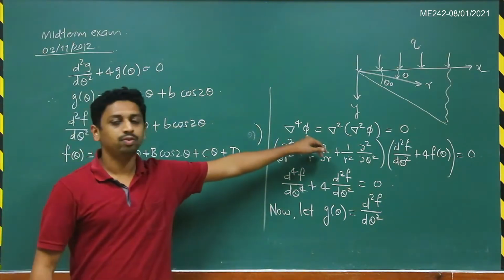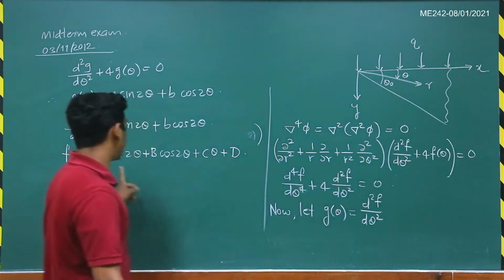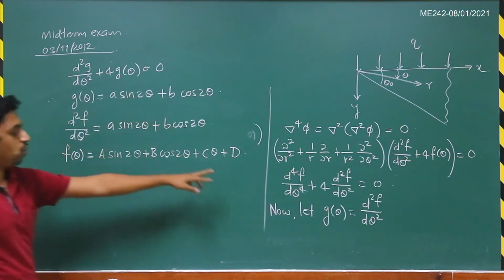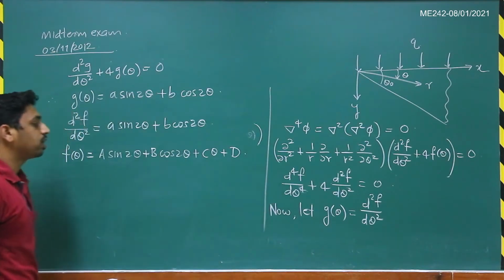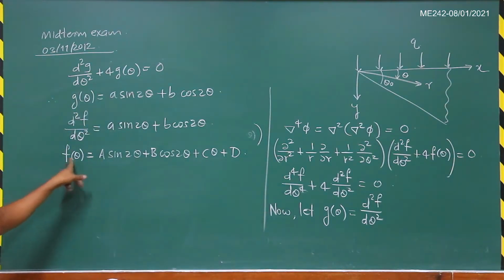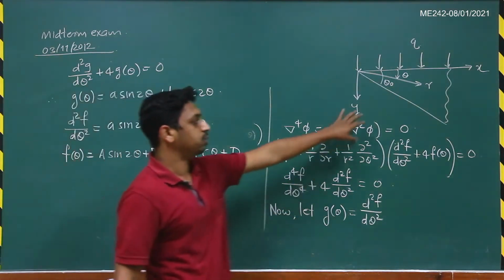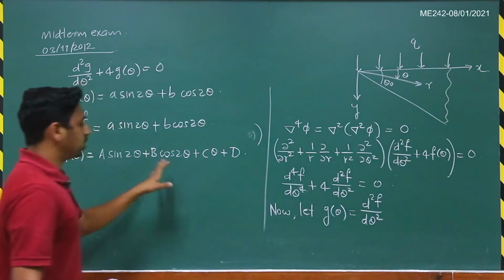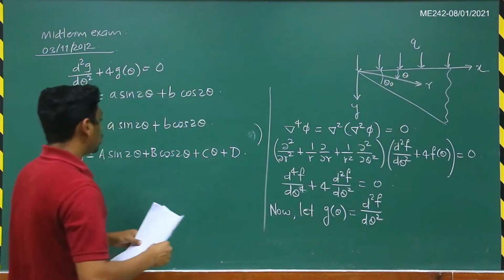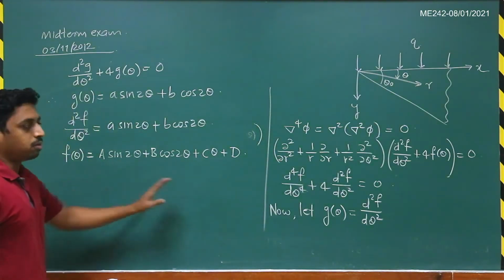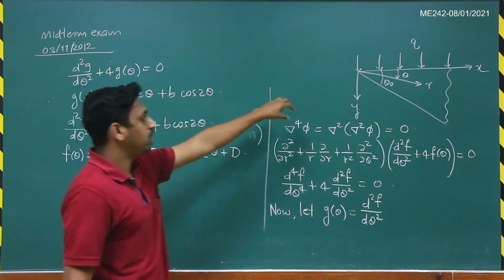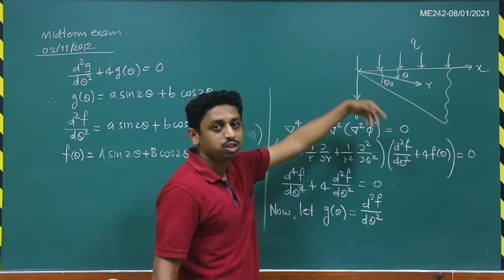So we get this differential equation for f of theta, and by solving it, we get an expression for f of theta like this. It has 4 constants a, b, c, d. Now we have to use the boundary conditions of this problem to find these constants. But it is mentioned that we are not supposed to find these constants, we just need to express the equations from these boundary conditions.